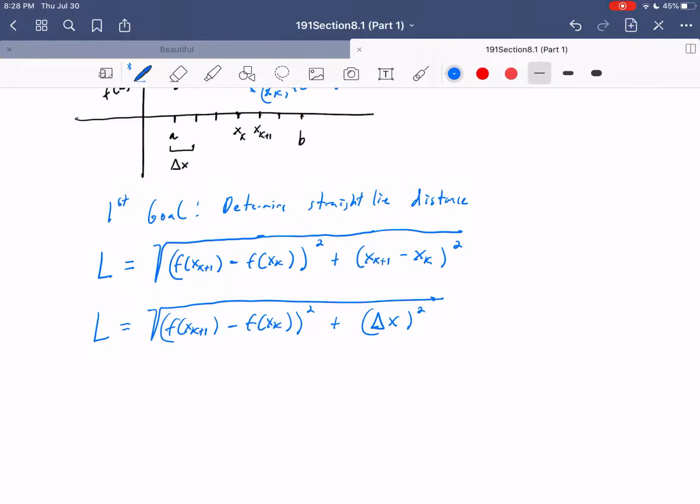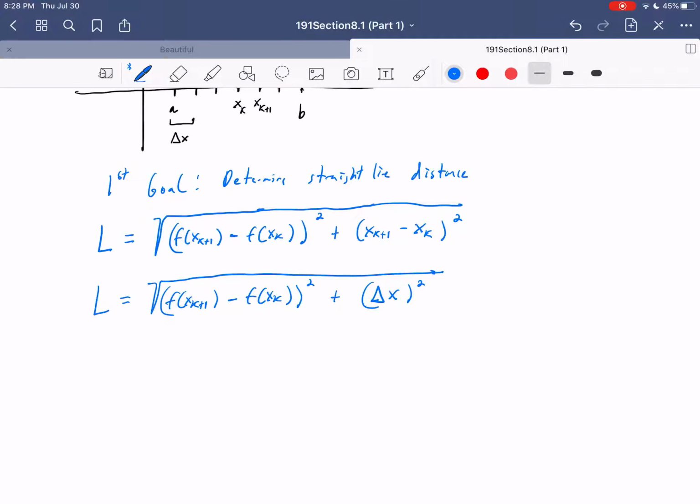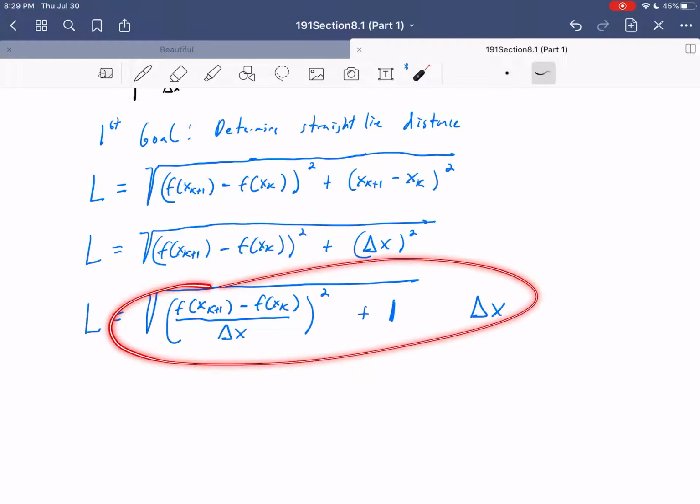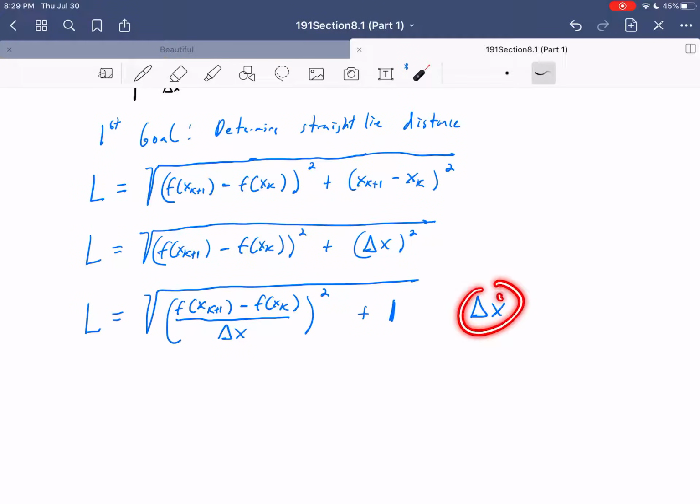Okay. Now we're going to do something that maybe isn't initially super clear why we want to do it, but we're going to take our next step by factoring out a delta x squared out of the square root. So if we do that, we get a sort of weird expression in here. What we would get is we could write this as the square root of f of x sub k plus 1 minus f of x sub k, over delta x, all squared, plus 1, times delta x. Now, why is that valid? Well, it might look a little confusing, but if you want, imagine distributing this back.